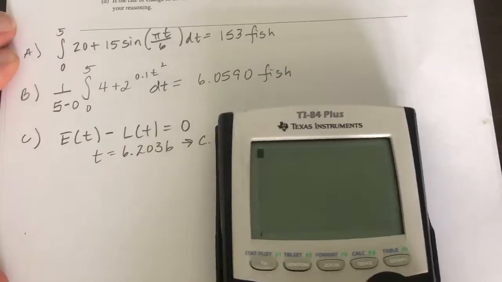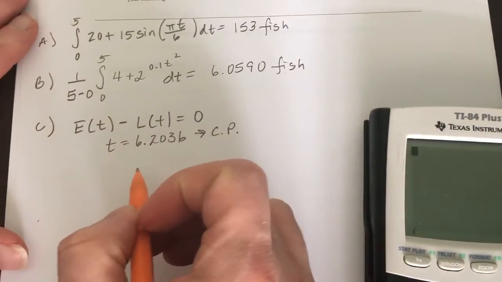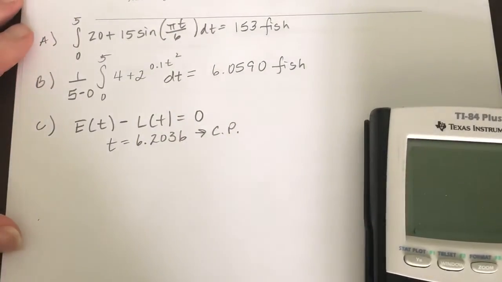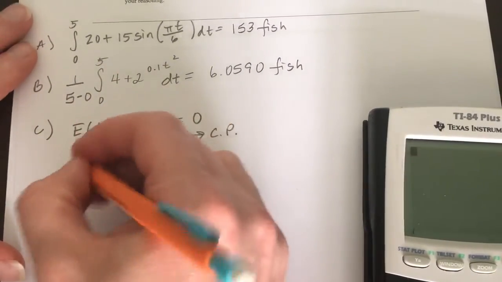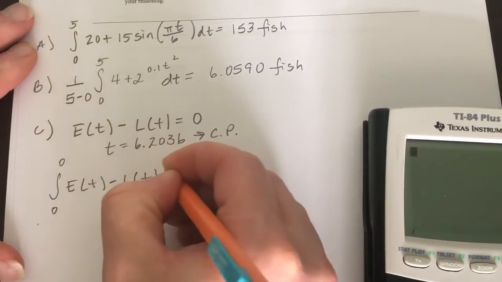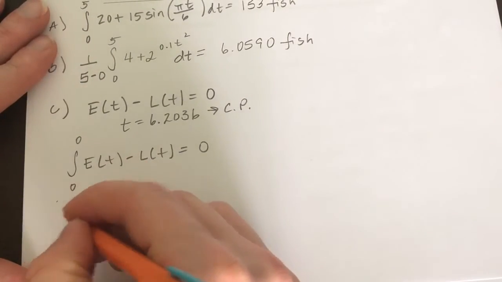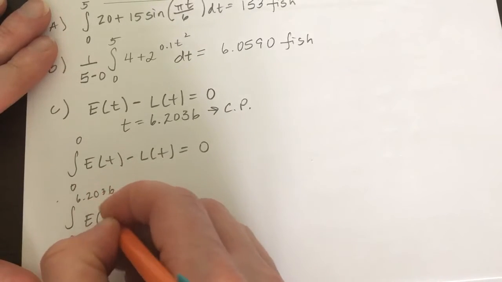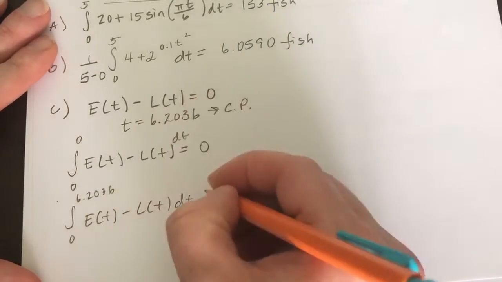Now, in order to find your absolute max and min problem, we have to consider our integral, because we're looking for an amount and we're given a rate. So if I integrate from 0 to 0 of E of t minus L of t, you'll get 0 because I'm not changing my limits. If I integrate from 0 to 6.2036 E of t minus L of t, don't forget dt.